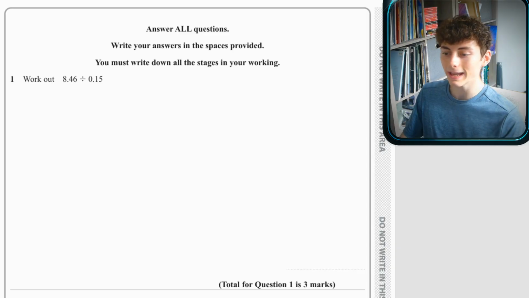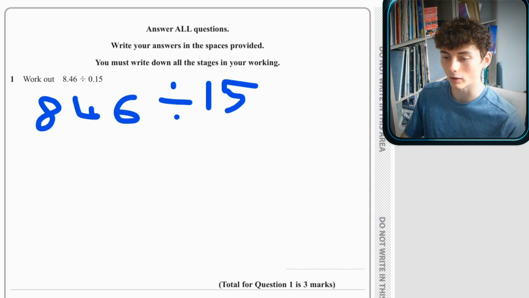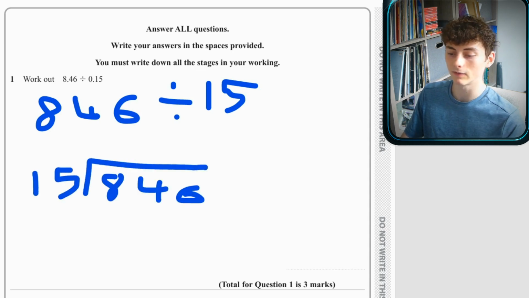So question 1, 8.46 divided by 0.15. The way I would do this is I would multiply both of these by 100. So that would give us 846 divided by 15. Now that's much easier to answer because there's no decimal places to worry about. So since we haven't got a calculator, we're just going to bung it into a bus stop method. So first we try 15 divided by 8, obviously doesn't work. Next we do 15 divided by 84, which definitely does work.